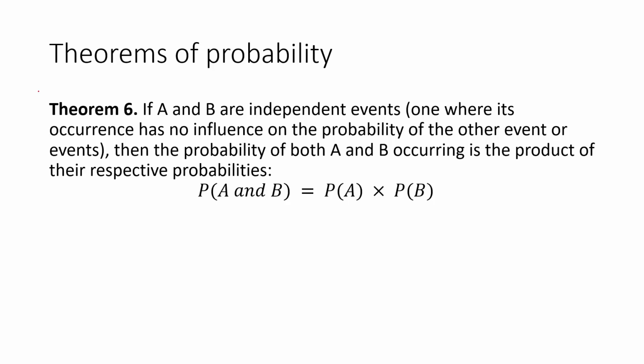In this recording, I will talk about theorem 6 and 7. Theorem 6 says that if we have independent events, if you remember, independent means that one event does not influence the other one.